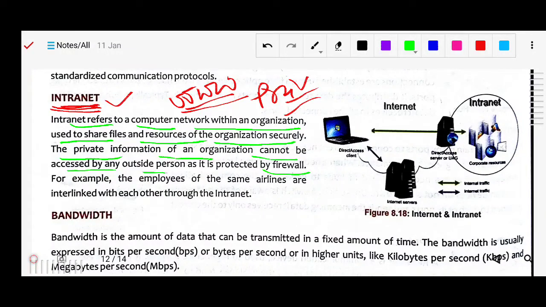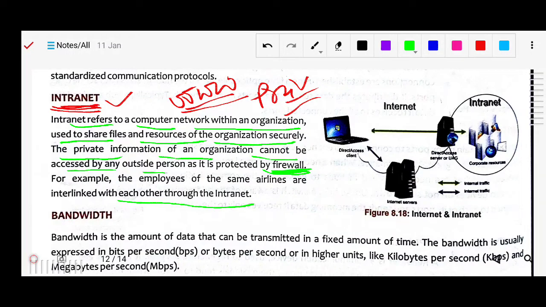For example, the employees of the same airlines are interlinked with each other through the intranet. Means they have their own network that cannot be shared by others, and it is to maintain privacy, to keep their data private and safe also. So they are using the intranet. And there is one more term, firewall.